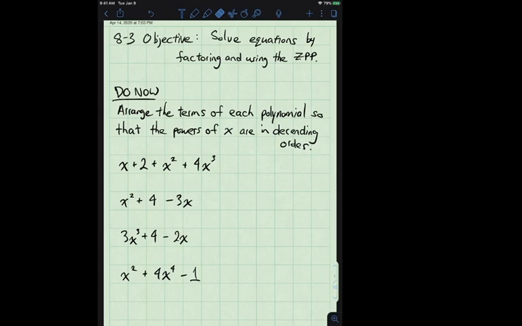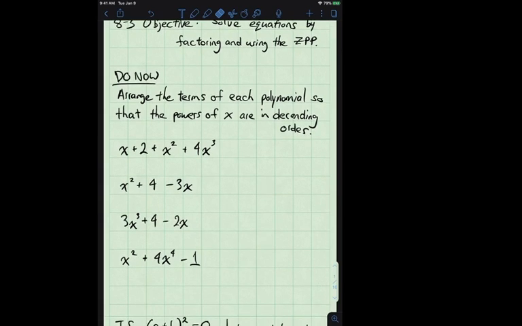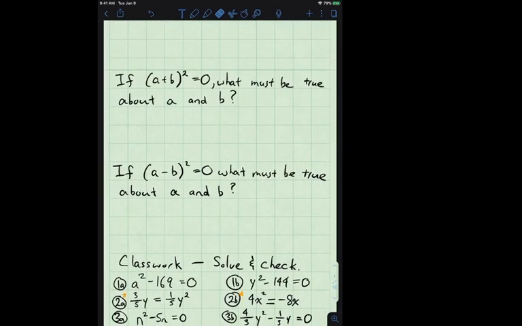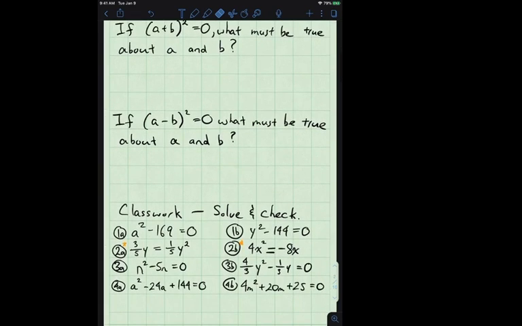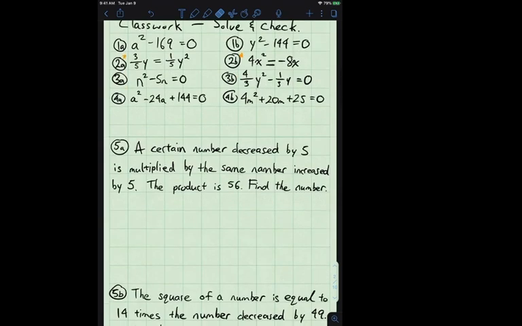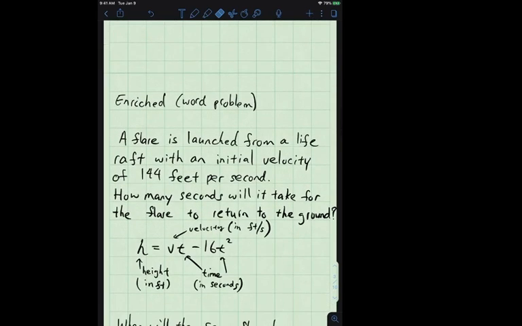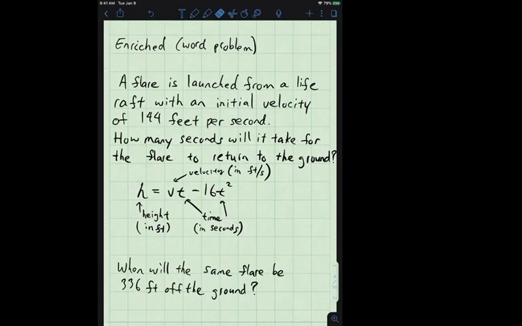You may want to look at these problems, do them on your own, and then look over the answers from today's lecture. Here's your do now. 4 problems, sorting the terms of these polynomials. 2 more questions. 8 problems reviewing factoring, and 2 word problems. For the enriched portion of today's lesson, we are going to study this word problem for a flare or any projectile.